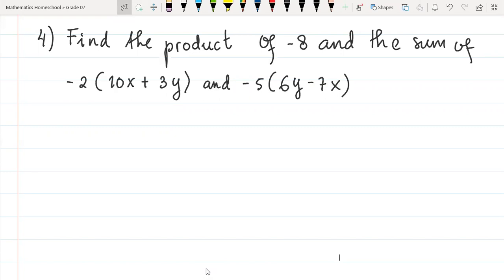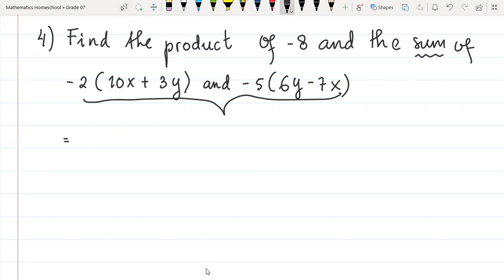Any suggestions? The bracket. Yes, the bracket, something with a bracket, we need to solve it first. But what does the word sum mean? You have to add both expressions here.